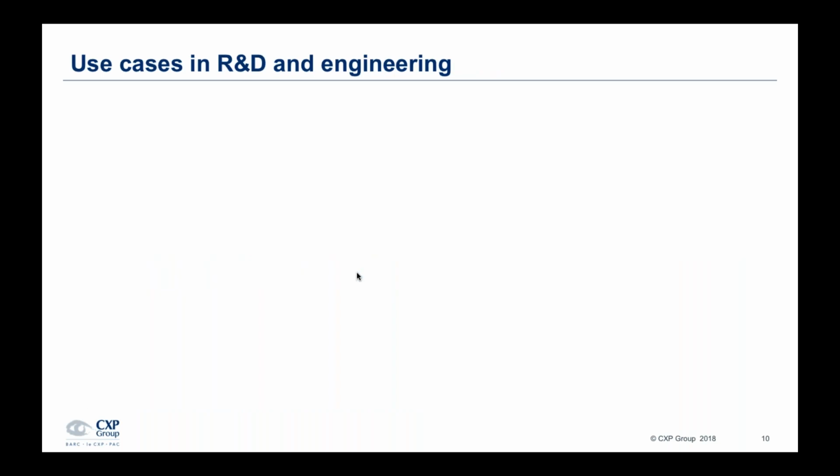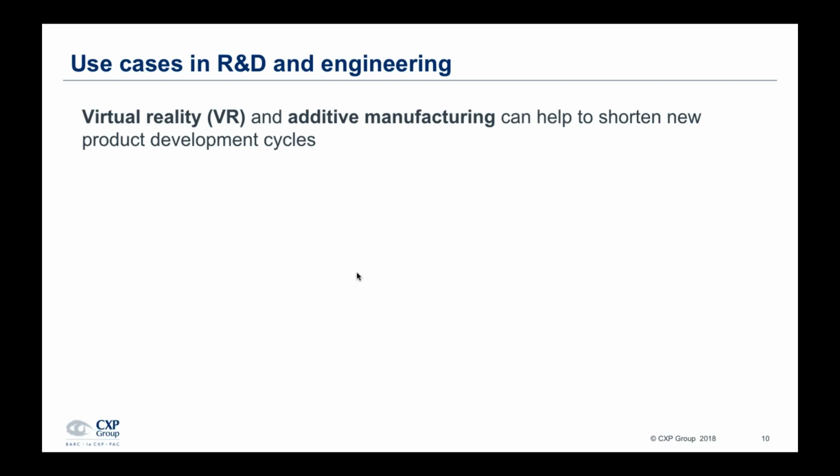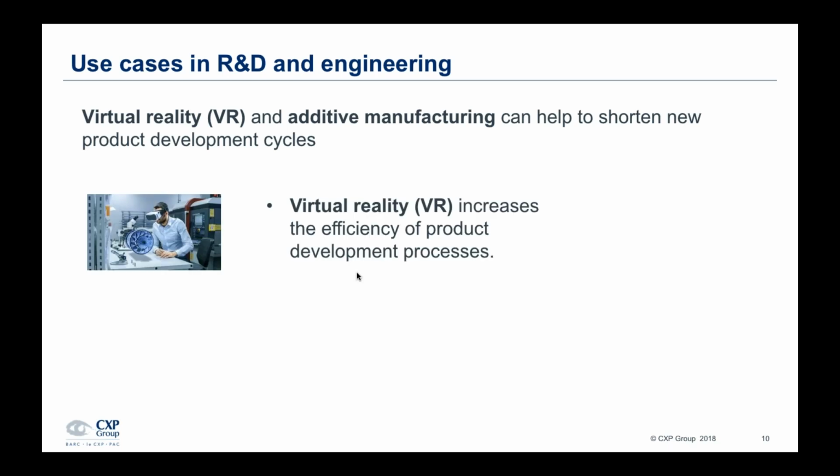So what are use cases in R&D and engineering? The two technologies I took here just as an example are virtual reality and additive manufacturing. And these two technologies can, for example, help to shorten the cycles of new product development. Leveraging virtual reality in R&D helps to increase the efficiency of product development processes in the ideation phase or in the early stage design of new products and assets. And it can help engineers to get a first impression of a new product prior to having a real physical product. And it also helps them to check products virtually from an ergonomic standpoint.